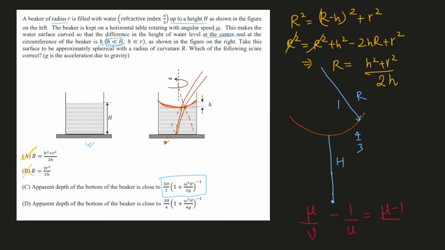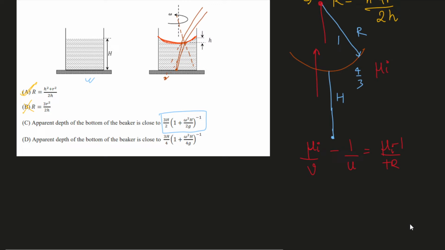I should write this as the relative mu. This is divided by the radius of curvature, which in this case is positive R, because the incident light goes in this direction, and the radius of curvature is in that direction as well. So positive R. What is the relative index? The relative index is 1 upon 4/3, that is 3/4. So you have 3/4 times v minus 1 upon u. Notice that this image distance is minus h, since it's opposite to the incident beam. So it's negative h. So negative h is equal to 3/4 minus 1.